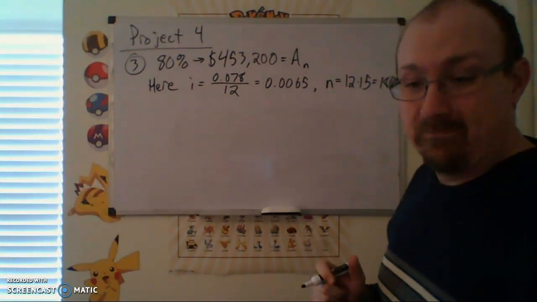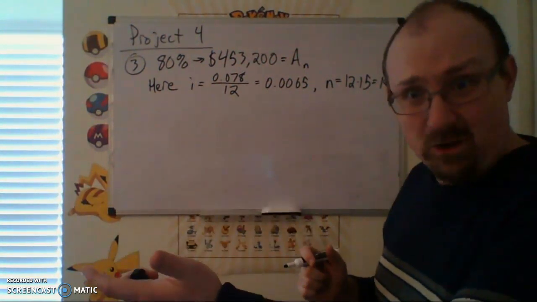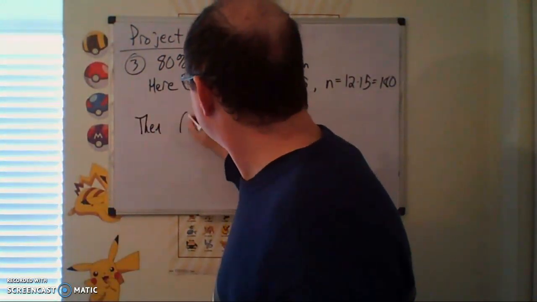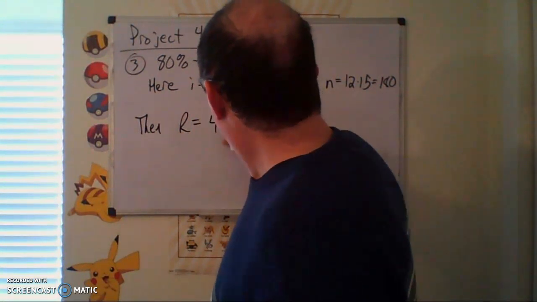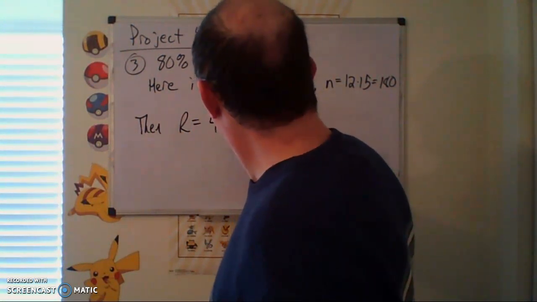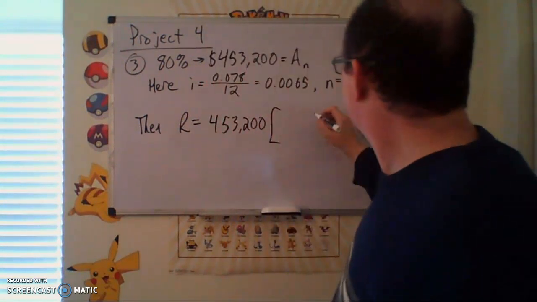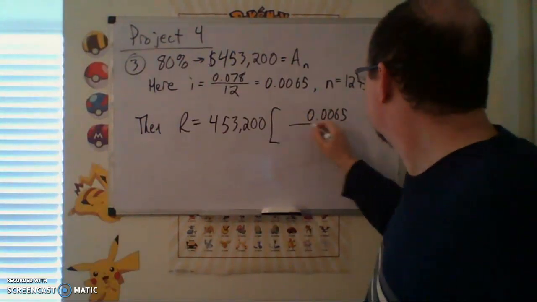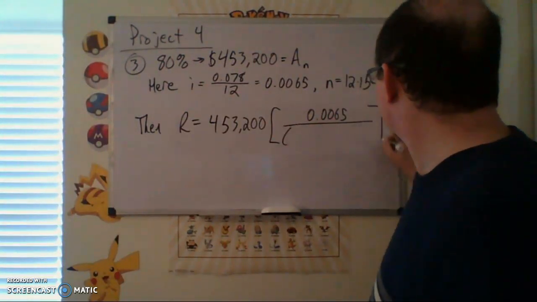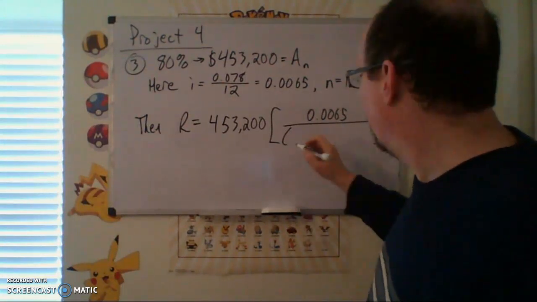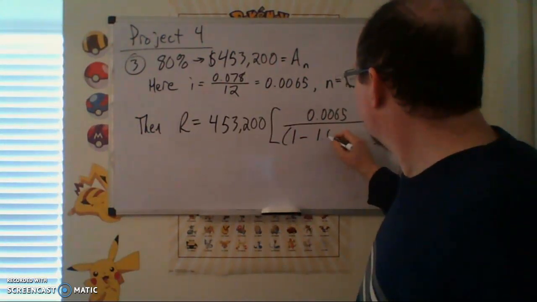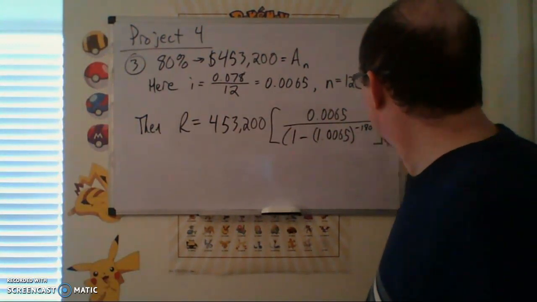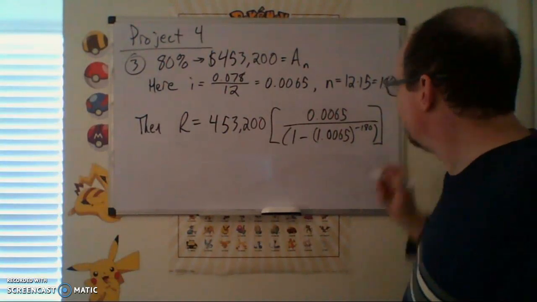So now we've got all of the relevant pieces to feed into that amortized loan payment formula that we saw in section 6.5. So we have 453,200 up top. We've got 0.0065. Down below, again, I'll enclose this in parentheses like I've been doing the whole time, 1 minus 1.0065 to the negative 180. Close up those parentheses in the back.